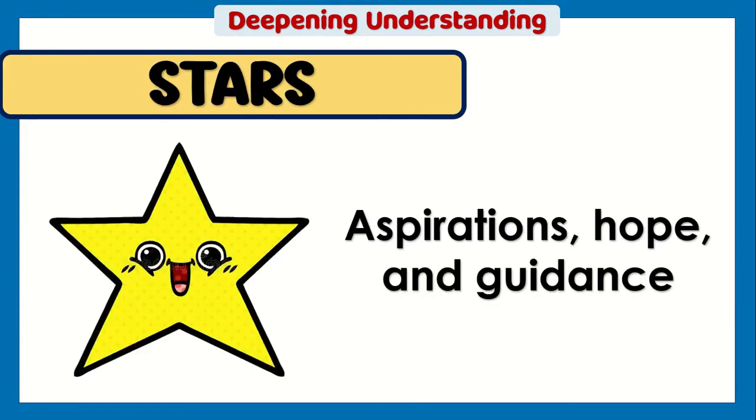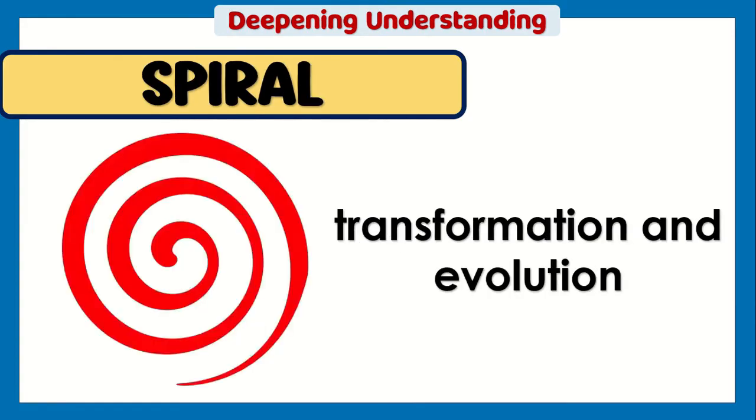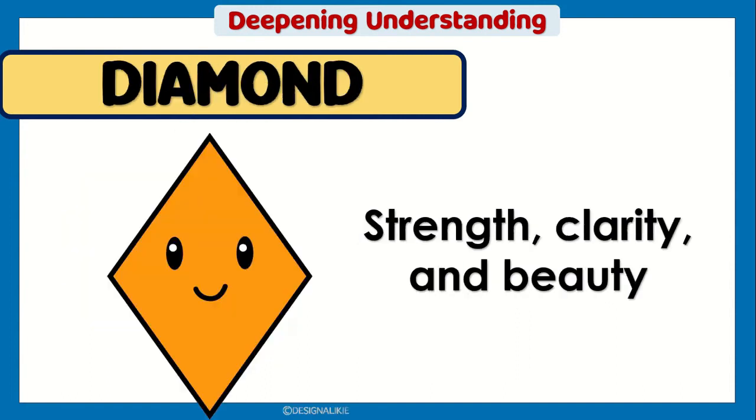Stars: aspirations, hope, and guidance. Spiral: transformation and evolution. For diamond: strength, clarity, and beauty.